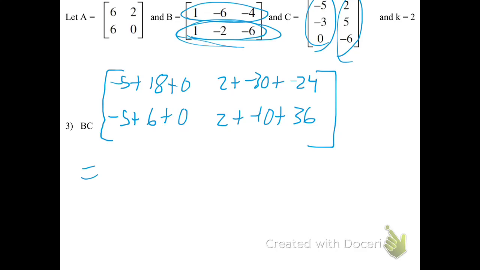And now we can actually simplify these. -5 plus 18 plus 0 is 13. 2 plus -30 plus -24. Oi, that doesn't look easy. It's -52. And then -5 plus 6 plus 0 is 1. 2 plus -10 plus 36, you're looking at 28. And that should be it for BC.